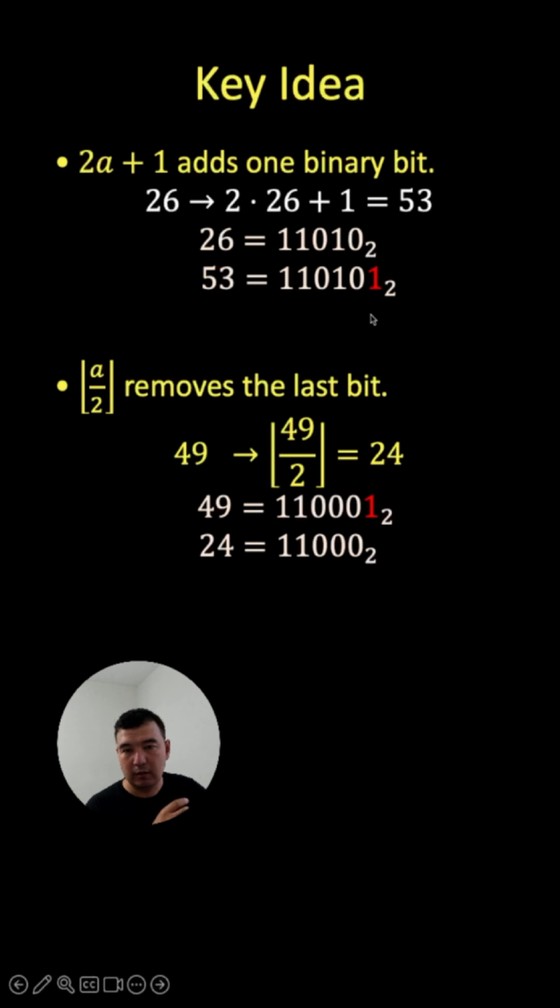And in the same way, if you do the division, start with 49, for example, if you divide it by 2 it is 24.5, and take the floor of it, and the binary representation of 49 is the following number. 24 just removes the last bit. So using these two ideas, the operations either add 1 to the end of the binary representation or remove the last bit.